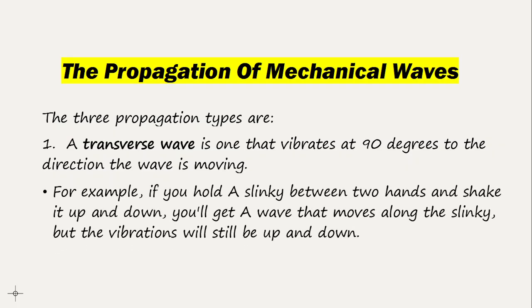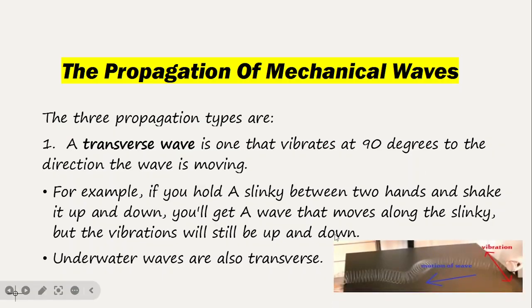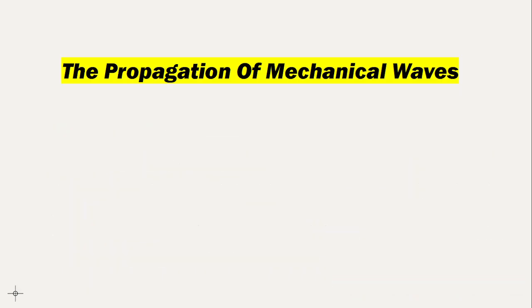For example, if you hold a string between two hands and shake it up and down, you get a wave that moves along the string, but the vibration is still up and down. The other example is water waves, which are also transverse waves. Here is how it looks for the first example: the string shows the motion of the wave according to these vibrations. So these are the transverse waves.